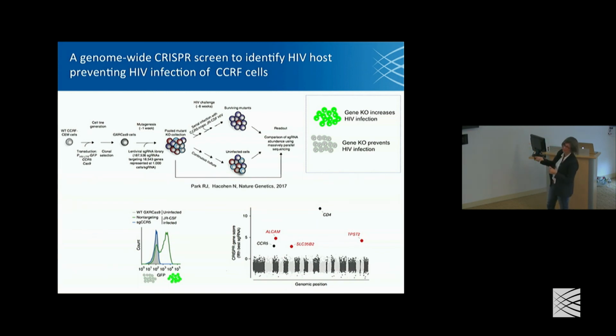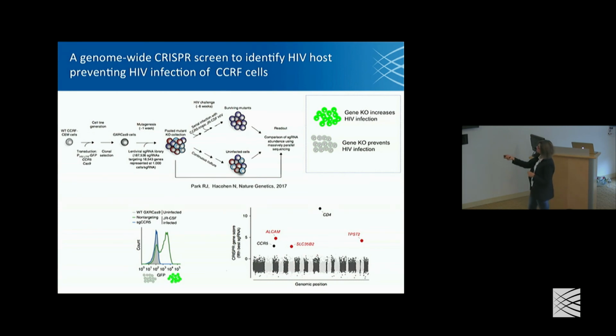At the end, he had surviving cells, and in this population there were either green cells or cells not expressing GFP. The green cells were the cells that increase HIV infection, while the cells with less GFP expression were actually expressing the guide that prevents the HIV infection.